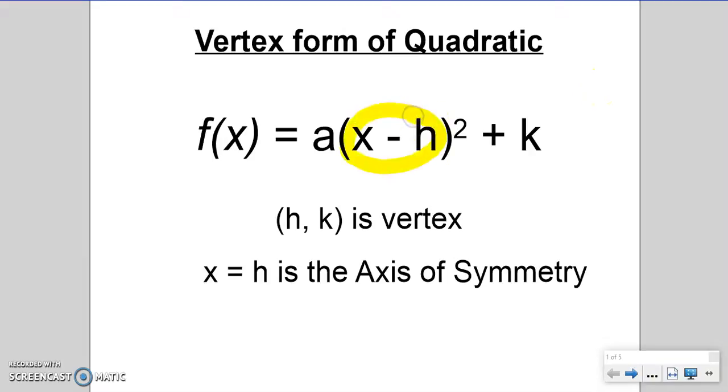In the parentheses here with x minus h, the value of h is the x value for our vertex. It also represents our axis of symmetry. But if you notice, going from my vertex form to the actual vertex point, it's the opposite sign of h. So if this said x minus 2, my vertex would have a value of 2 for the axis of symmetry. If it said x plus 2, then my vertex and my axis of symmetry would involve the value of negative 2 for x.